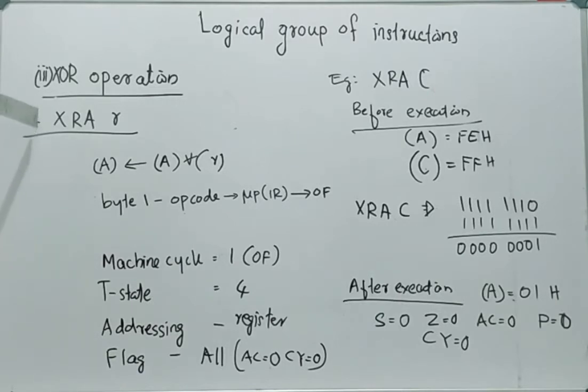Let's discuss the different XOR instructions used in the 8085 microprocessor. The first instruction is XRA R. Whenever this instruction is executed, the content of the specified register gets XORed with the content of the accumulator and the result is saved in the accumulator. This register may be any of the general purpose registers or the accumulator.